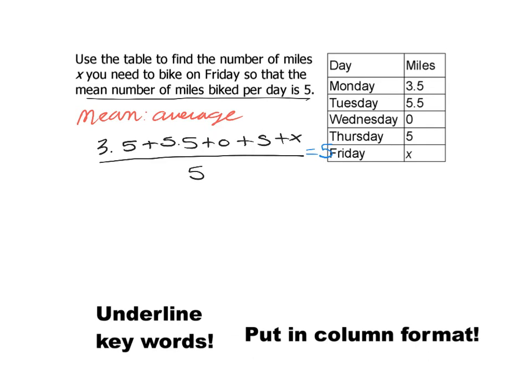Okay, I've got a big fraction on one side. How do I get rid of that fraction? Cancel it out. How do I cancel it out?